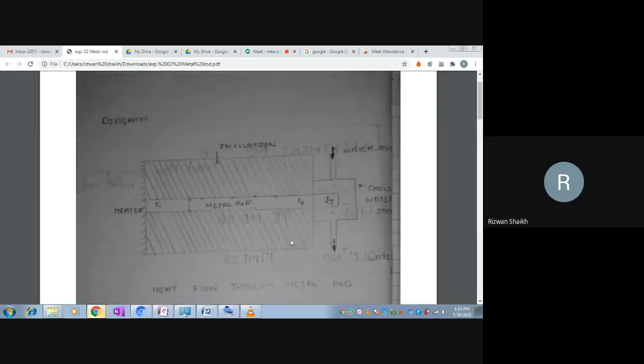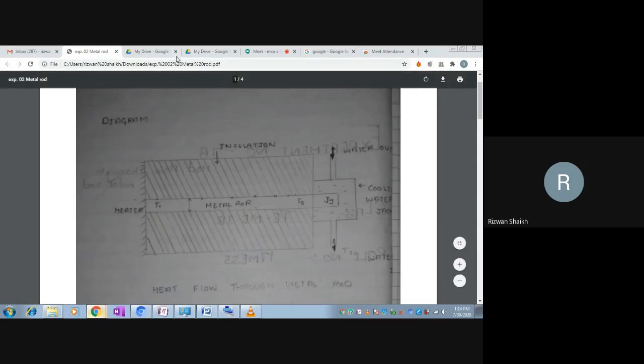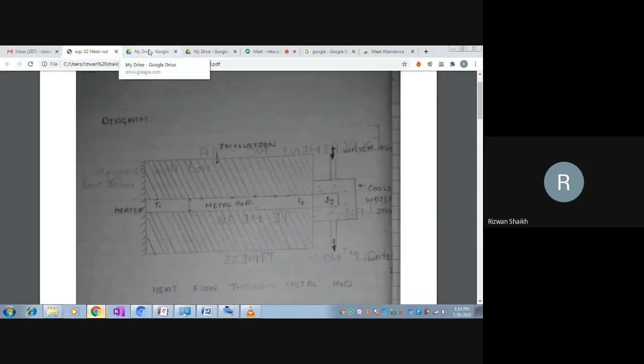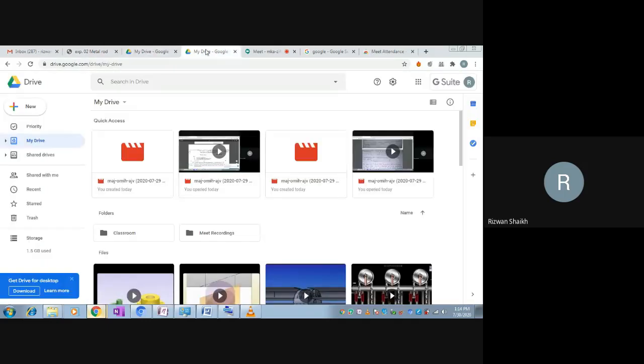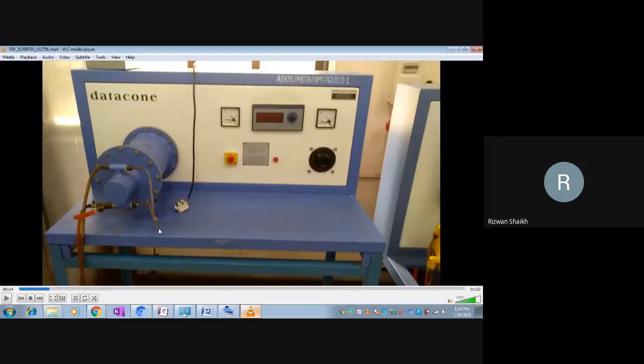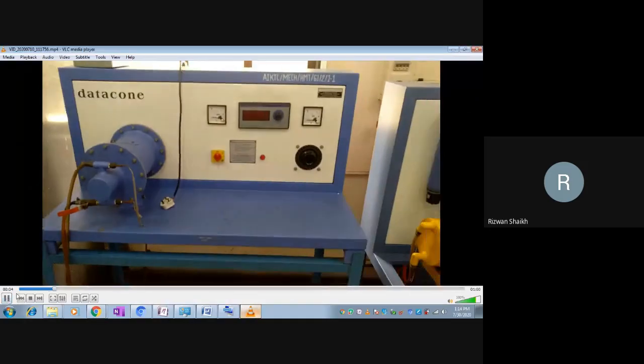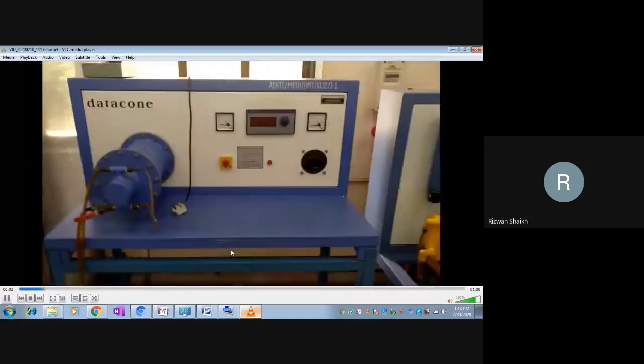Now before proceeding, I would like to show you one video of this metal rod. It is a live video. I'll just play it for you. This is our experiment, our setup.